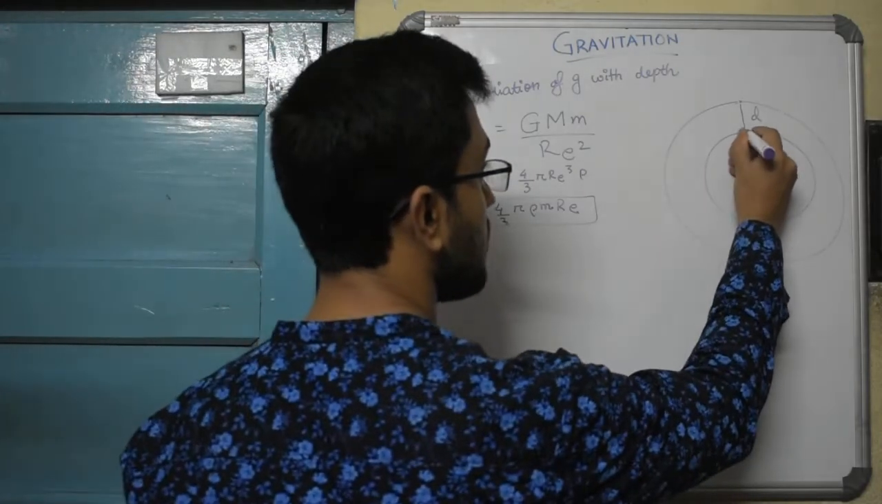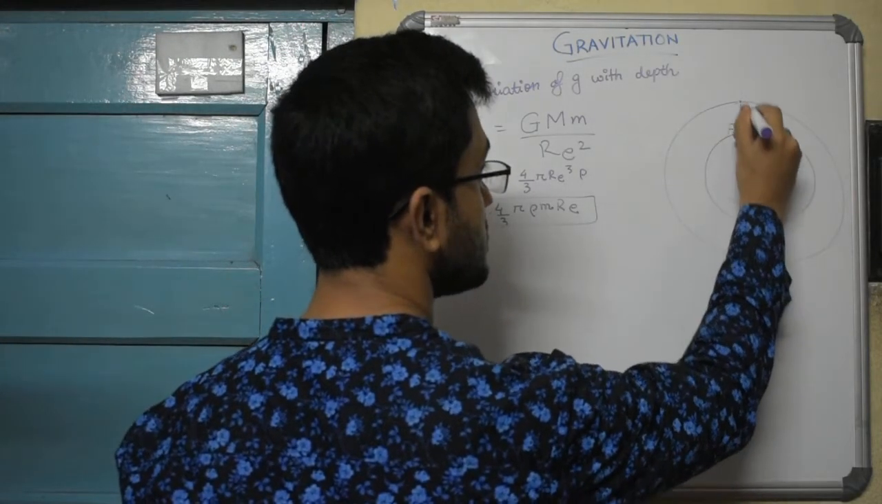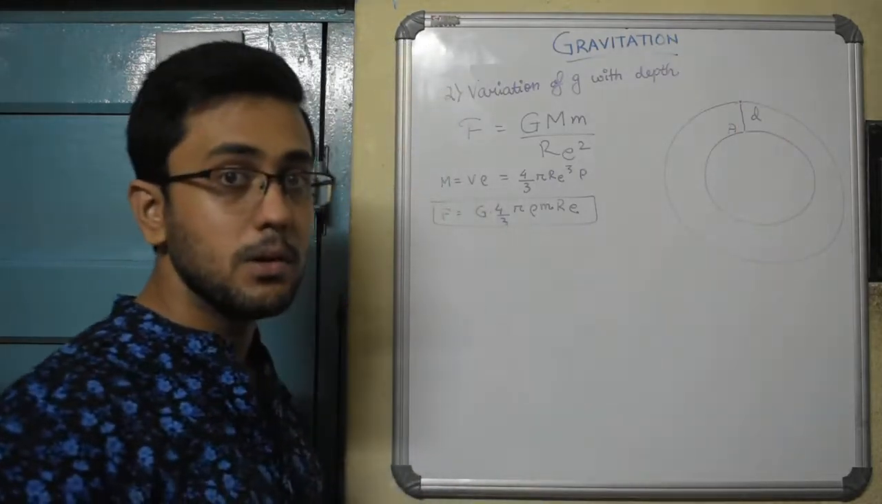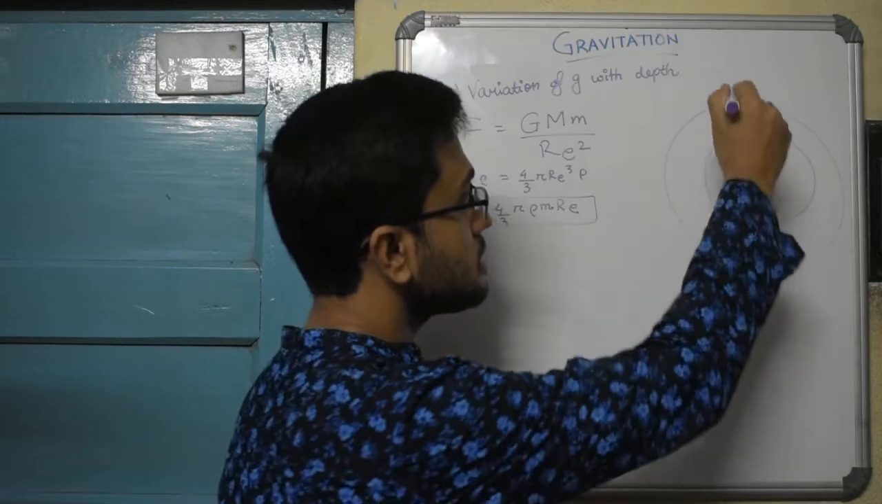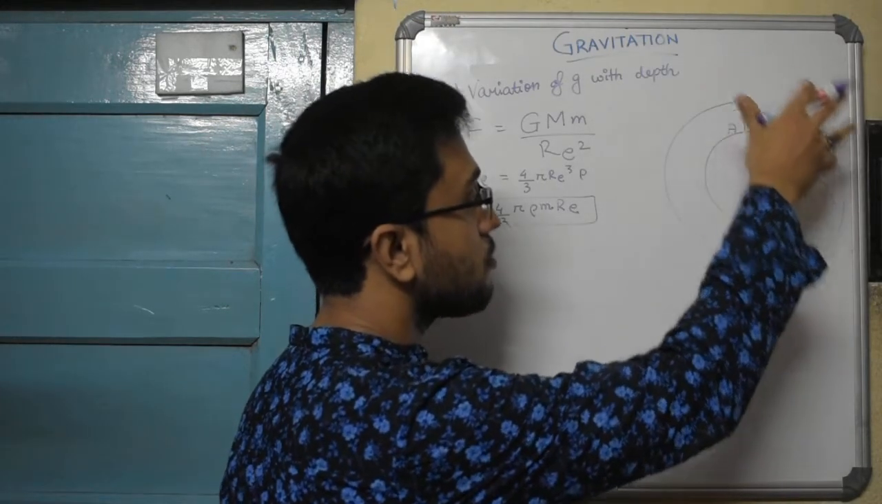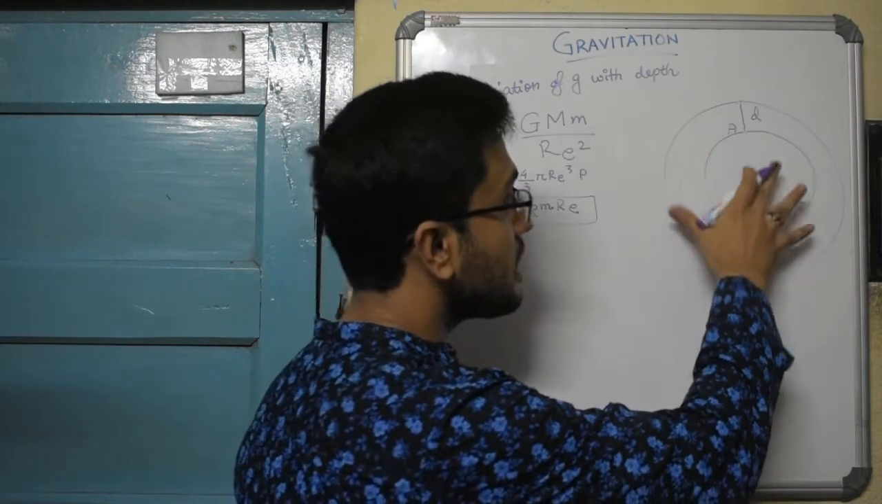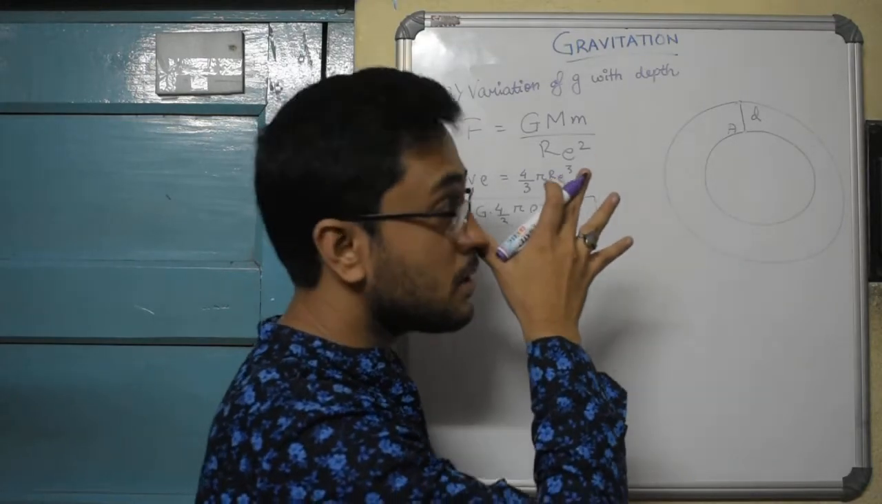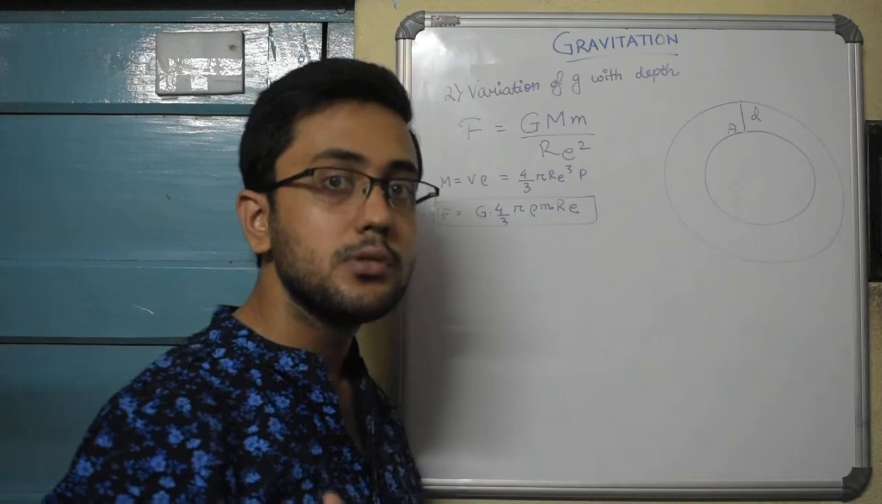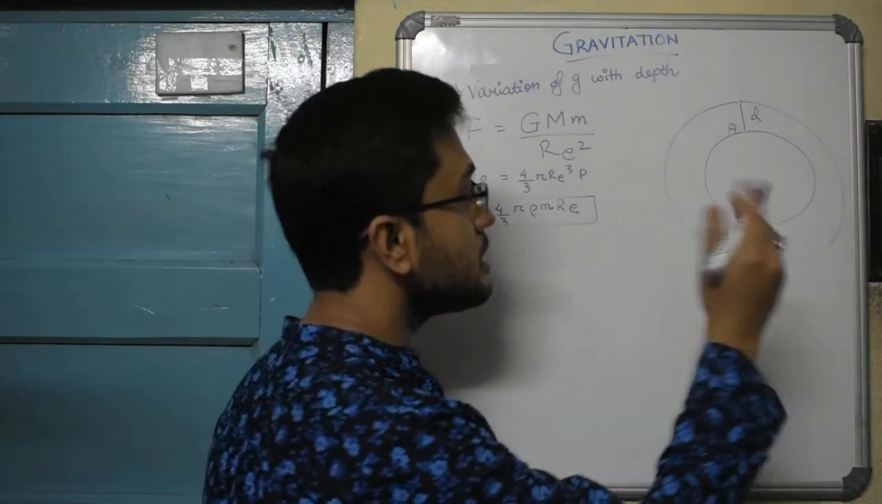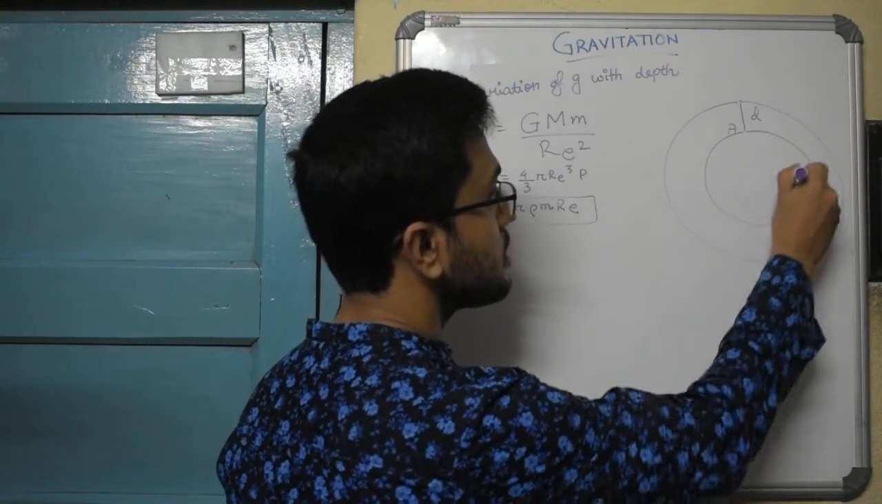Now say you move up to this point A, which is at a depth d below the surface of Earth. Now you have to understand this. When you are standing at the surface of Earth, the force that you are feeling is due to the entire mass of the Earth. But when you have come down to a certain depth d, the force of attraction that you will feel is only due to this mass here.